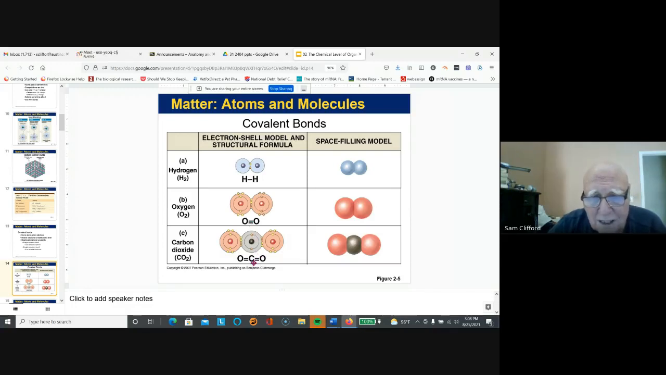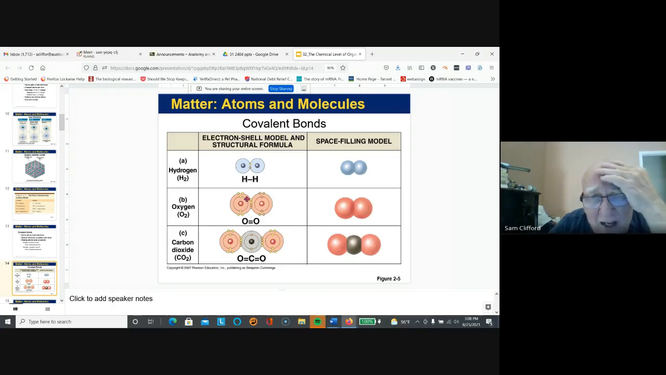Carbon dioxide has one carbon, shares two bonds with both oxygens, and the electrons are shared, but they are held more tightly by the oxygen. So this is a nonpolar covalent bond. This is polar because the oxygens tend to have negative charge because oxygen is negative when it shares electrons.